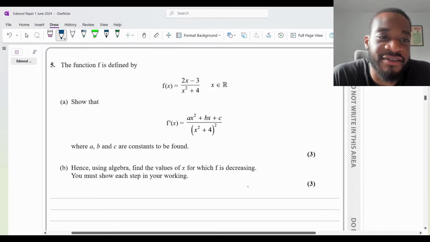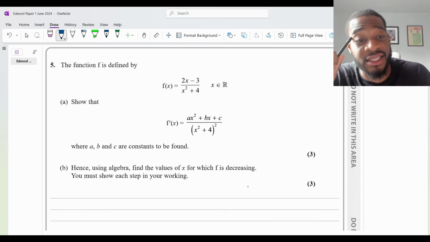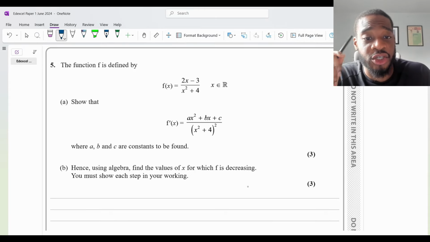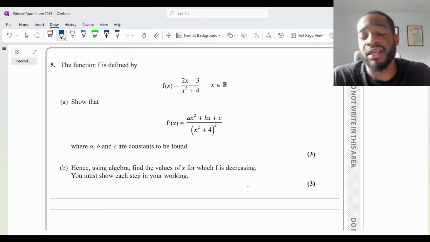Okay, so question 5. The function f is defined by f of x is equal to 2x minus 3 over x squared plus 4, where x is an element of the reals. Part A says show that f dash of x is equal to ax squared plus bx plus c over x squared plus 4 all squared, where a, b, and c are constants to be found. And this is 3 marks.